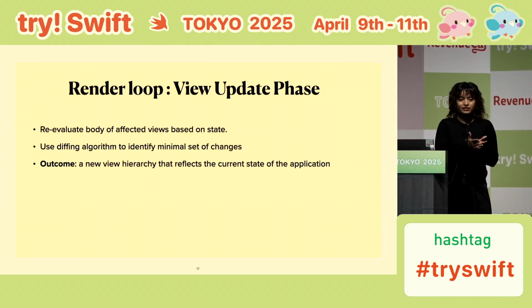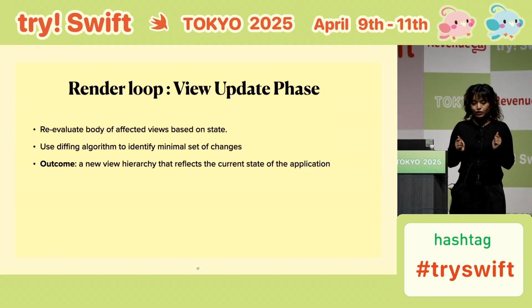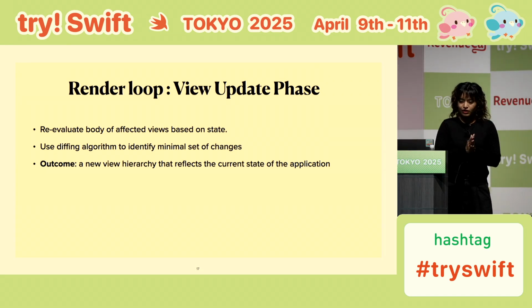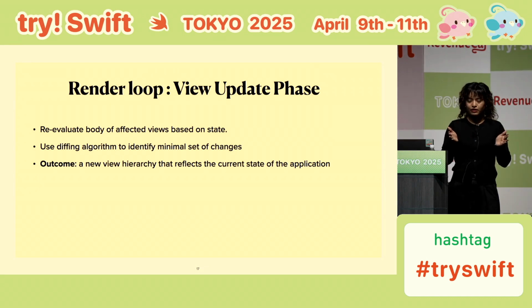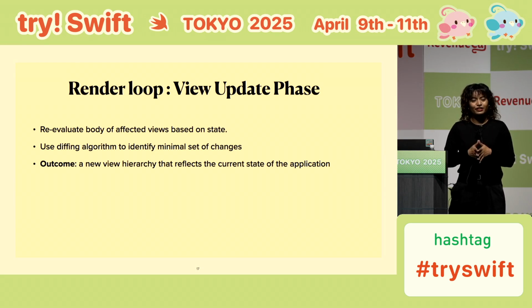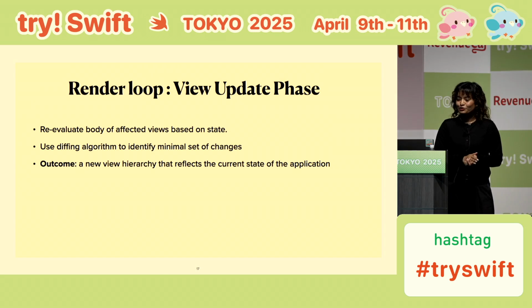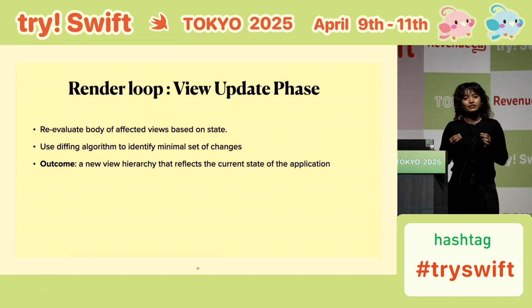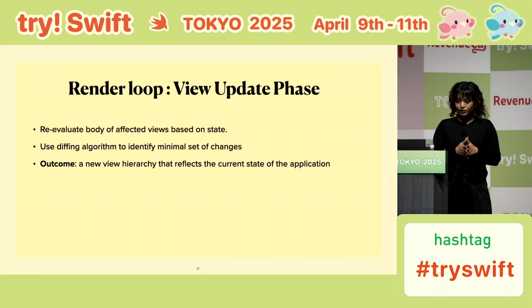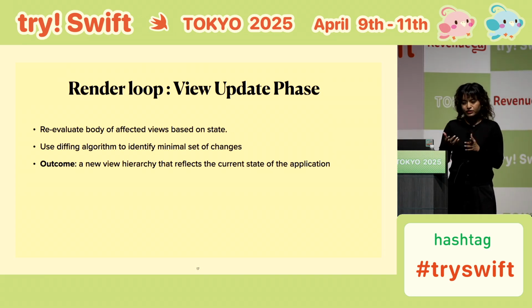So the updated states were already identified in the event phase. In this phase, we are going to look at the affected views, and then we are going to apply a diffing algorithm and compare the new view hierarchy with the previous one. And this is where SwiftUI really shines. UIKit didn't have this, so that's why it's faster. It's going to come up with a set of changes required to update the UI, ensuring that only the necessary parts of the view hierarchy are marked for re-rendering.